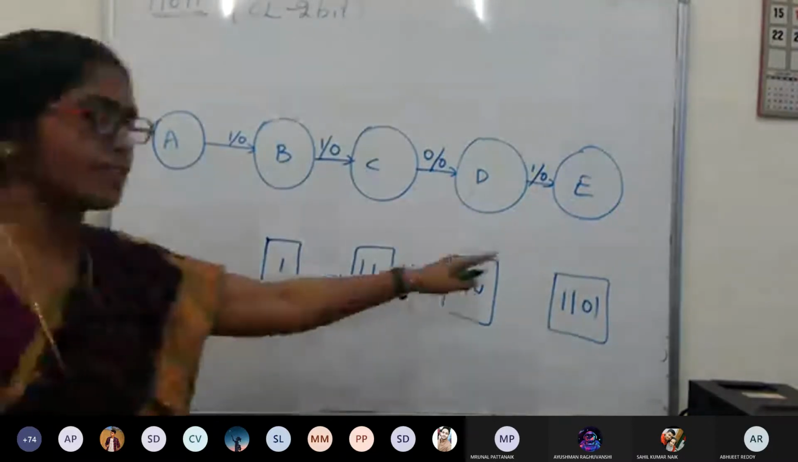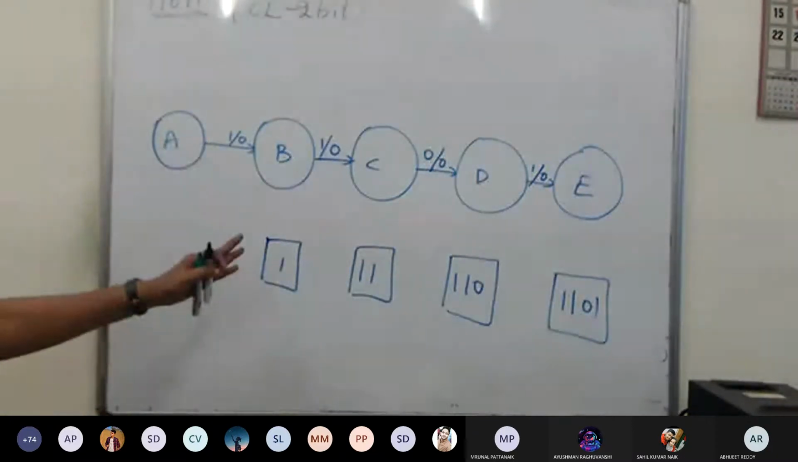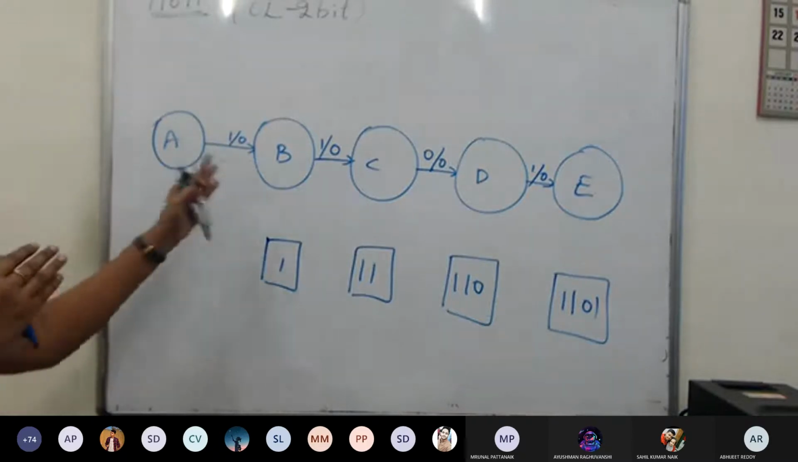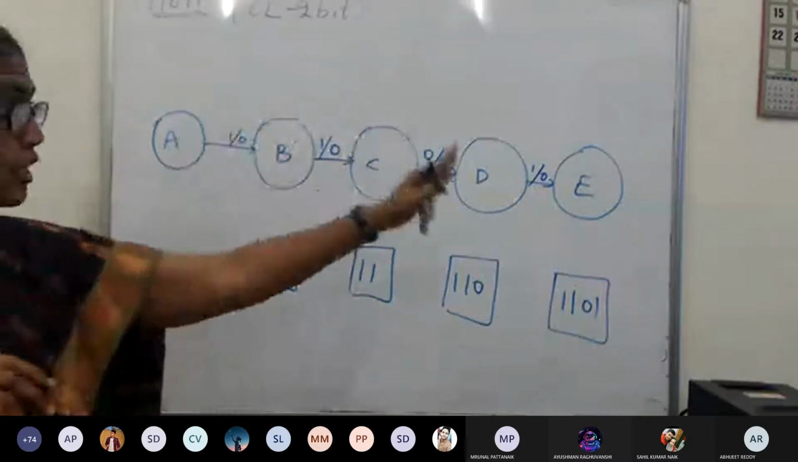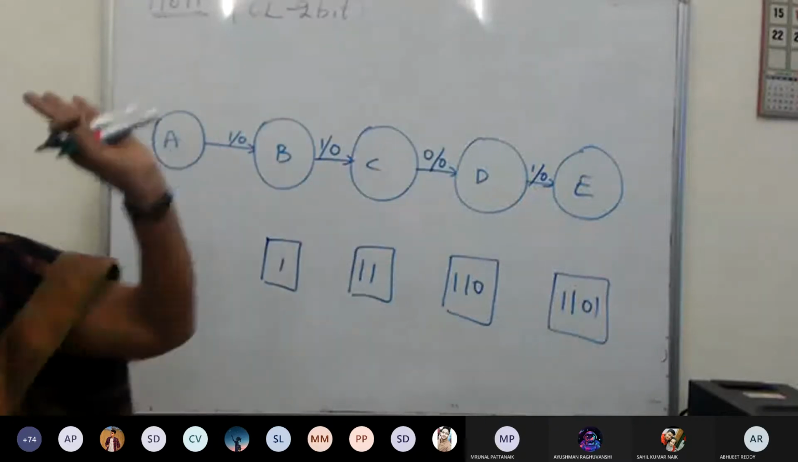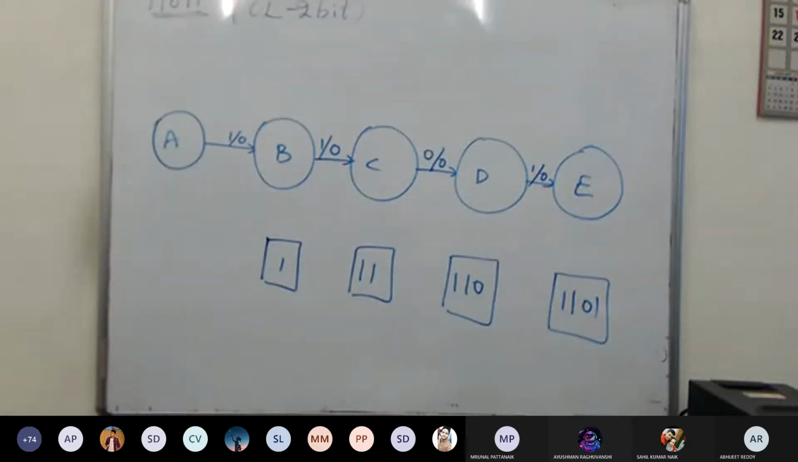You know the boxes, right? This decides the level. B has seen 1. C has seen 1, 1. D has seen 1, 1, 0. E has seen 1, 1, 0, 1. So keep it like that. For the new entries, it will be very easy. New entries I'll put in green.